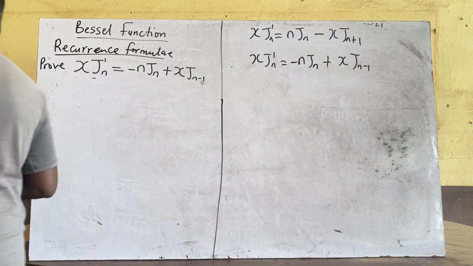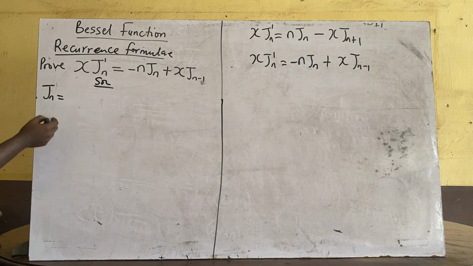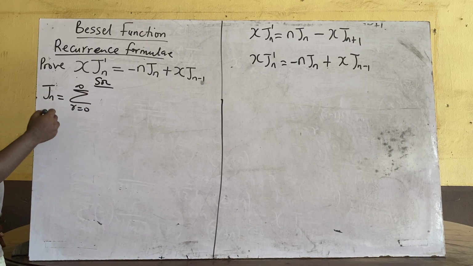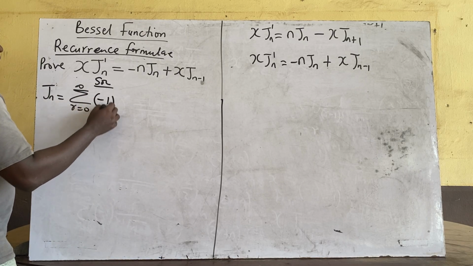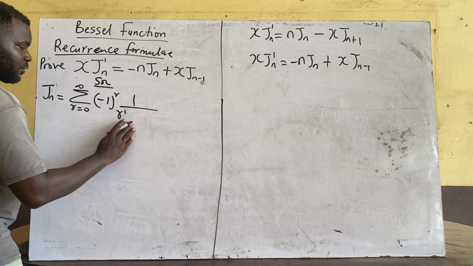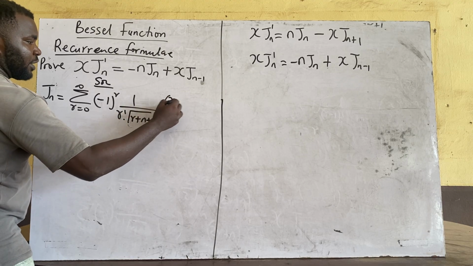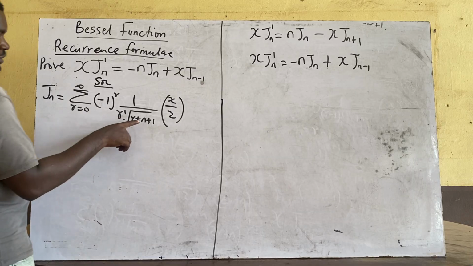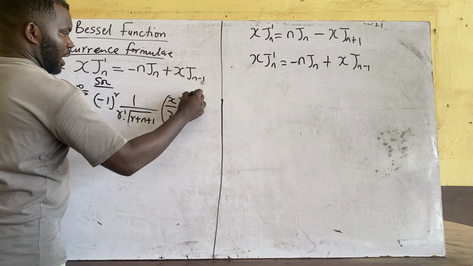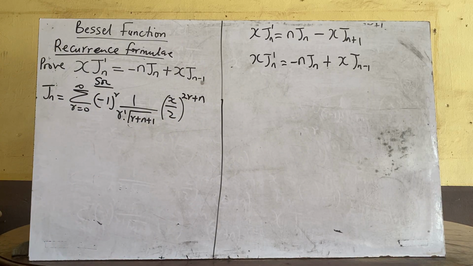So to prove this, we are going to start with J_n. And our J_n, to remember the formula, I told you that it is the summation of r starting from 0 to infinity of minus 1 raised to power r, then I have 1 over r factorial, then I have the gamma function of r plus n plus 1. Then you come here and have x over 2, raised to r plus r, which gives me 2r plus n. So here will be 2r plus n. That's how I remember it. So remember it your own way, or you can use this to remember it as well.